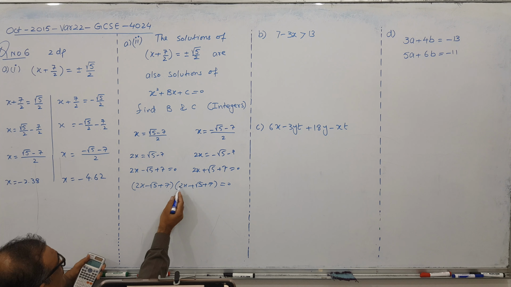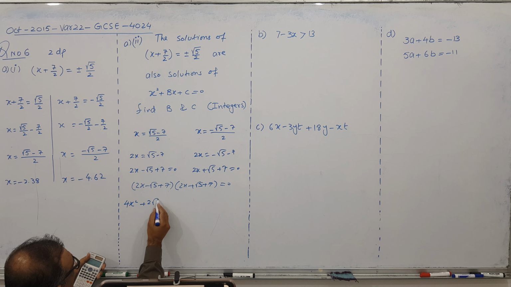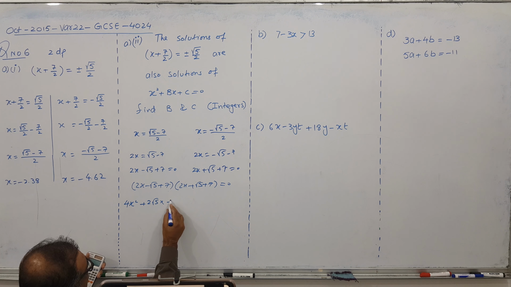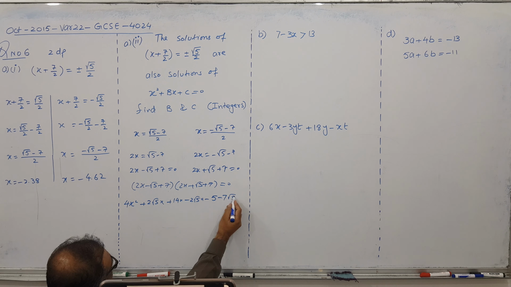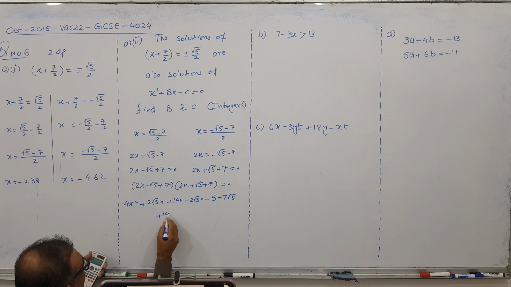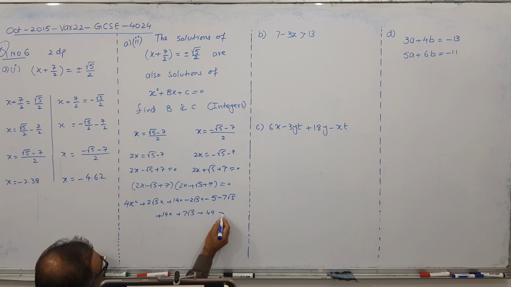Okay, so this into this I got 4x². This into this I got 2√5x. This into this I got 14x. With this, minus 2√5x. With this, minus plus minus, and √5 times √5 is only 5. So this I got a 7√5. Now with this I got 14x. With this I got 7√5, and with that I got 49, equal to 0.